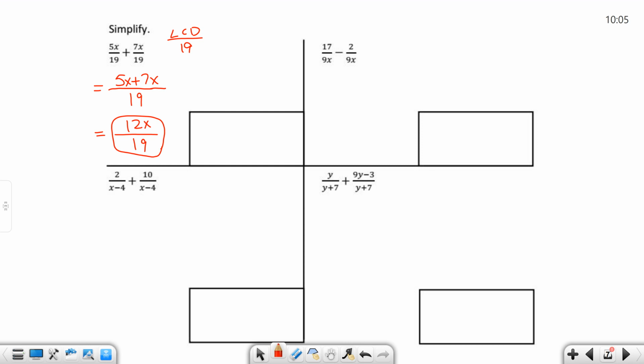So 12x over 19. And then I would look at this because 12x is one term, I can look at 12 and 19. Do they have anything in common? Not 9, but 19. All right? So the 12 and the 19 don't have anything in common, so I cannot do anything else with that as far as dividing out a common factor. So my final answer here is 12x over 19.